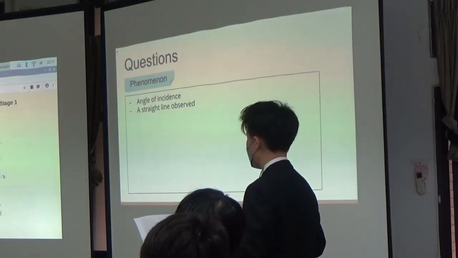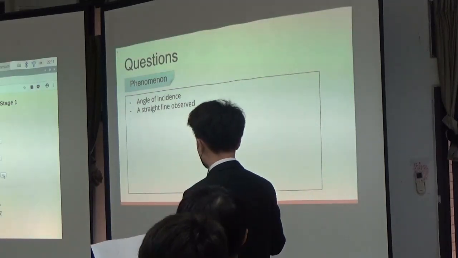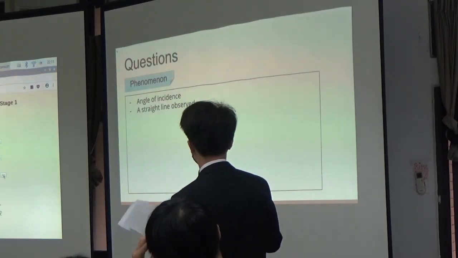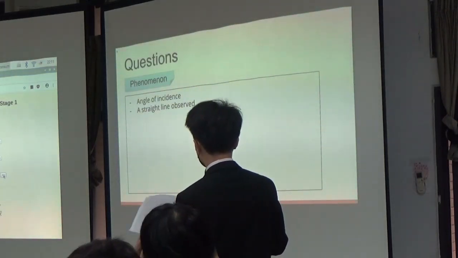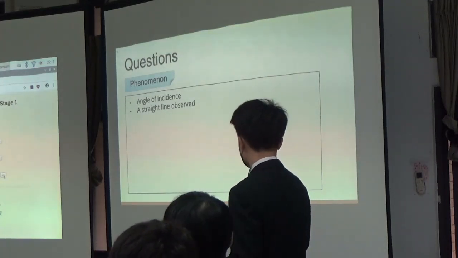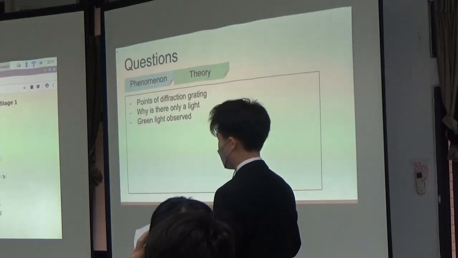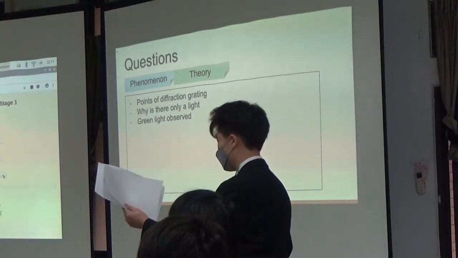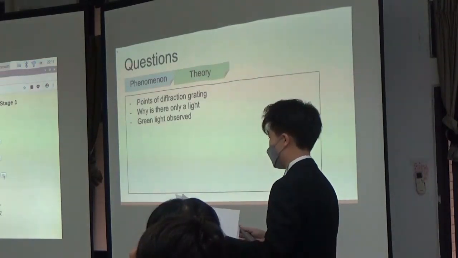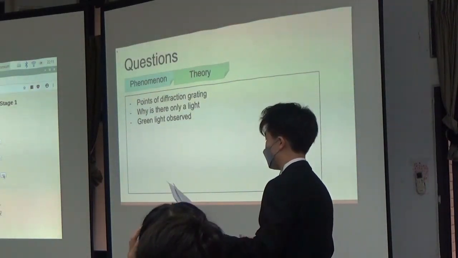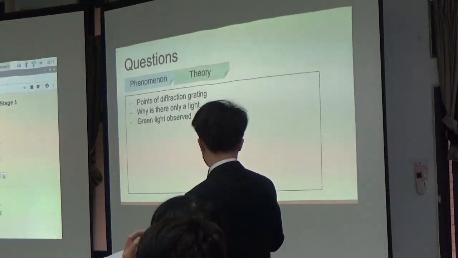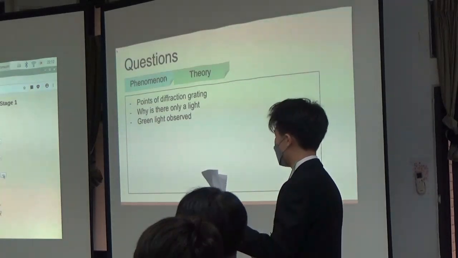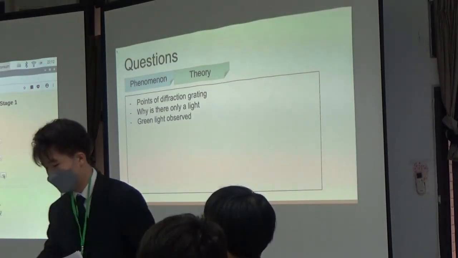So here will basically be the outline of our later discussion. And this is the theory part. For the phenomena, we'd like to discuss the angle of incidence and why a straight line can be observed. And for the theory part, we'd like to focus on diffraction grating, for which he mentioned a similar structure on page 5 of the presentation, but he did not mention it now, and we will focus on this in our later discussion. And the next part would be the experiments part, which we haven't done yet. And I'd like to start my discussion with the reporter now.